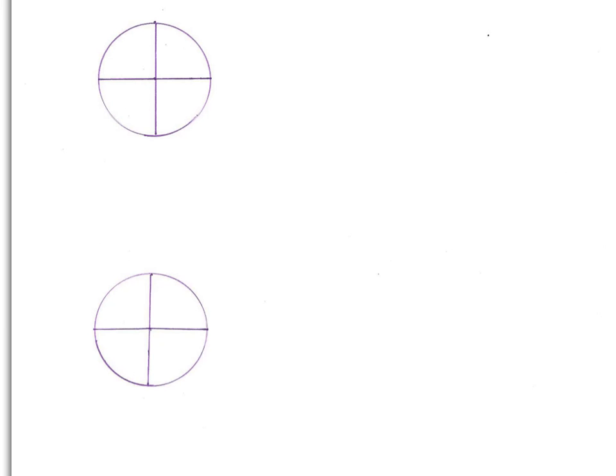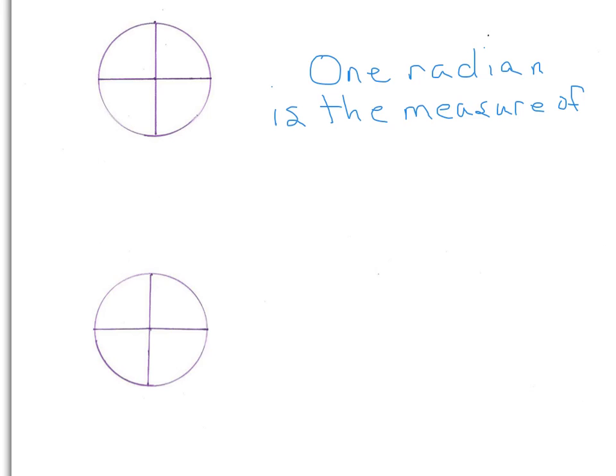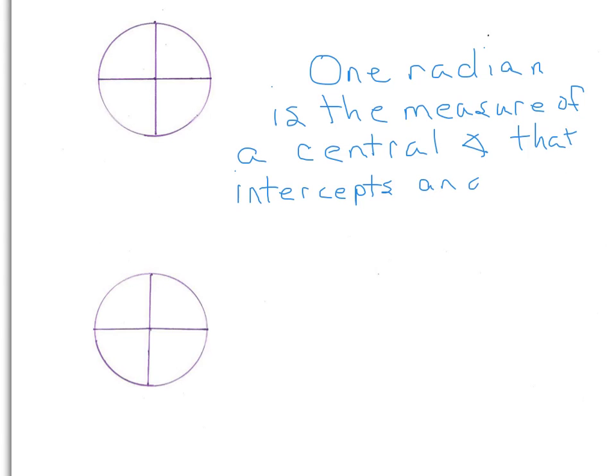So as we look at radian measure, the definition of a radian: 1 radian is the measure of a central angle that intercepts an arc equal in length to its radius.